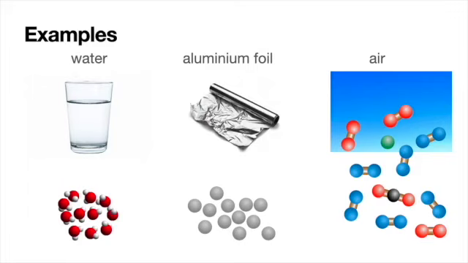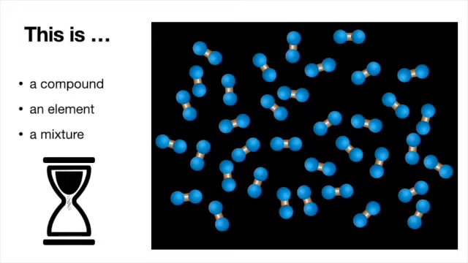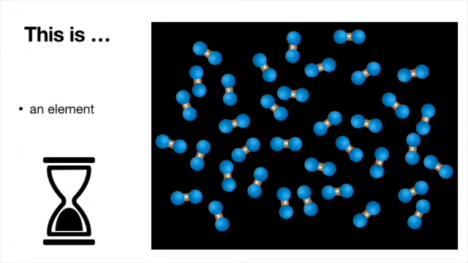Now it's your turn. Have a look at the following pictures which represent substances. Can you decide whether they are elements, compounds, or mixtures? What is this? Is it a compound, an element, or a mixture? This substance is an element. It only contains molecules which only have one type of atom in it. Therefore, it is an element. How about this?